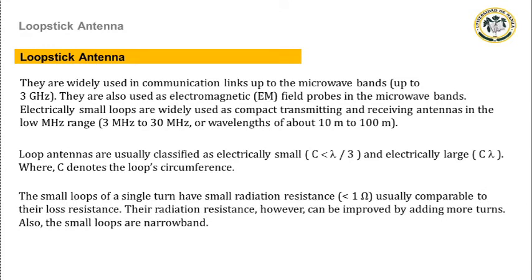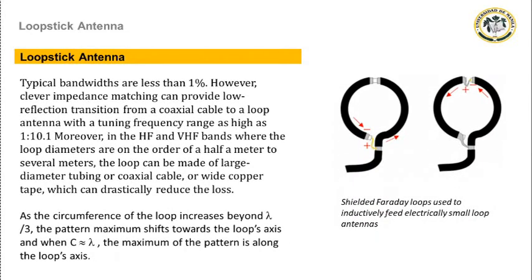The small loops of a single turn have small radiation resistance, less than 1 ohm, usually comparable to their loss resistance. Their radiation resistance, however, can be improved by adding more turns. Also, small loops are narrow band. Typical bandwidths are less than 1%. However, clever impedance matching can provide low reflection transition from coaxial cable to a loop antenna with a tuning frequency range as high as 1:10.